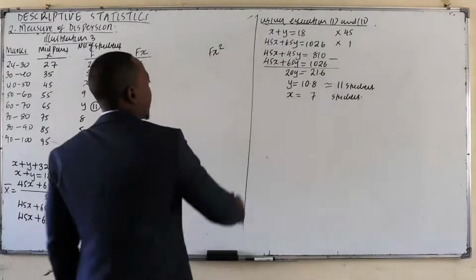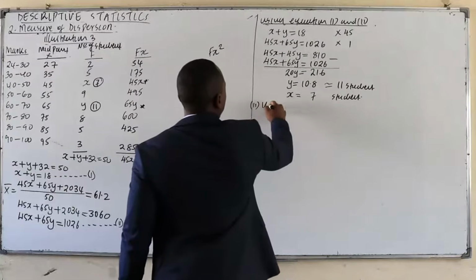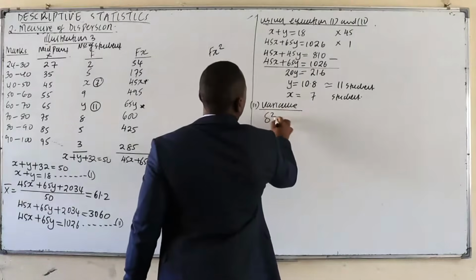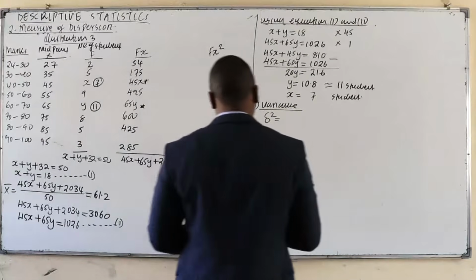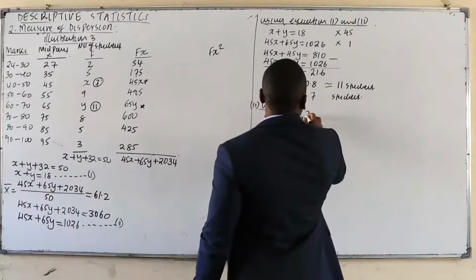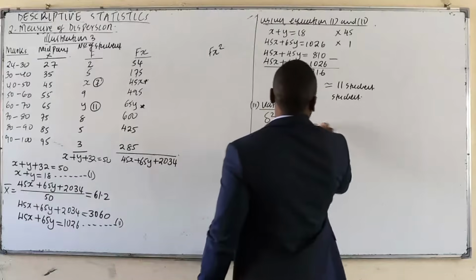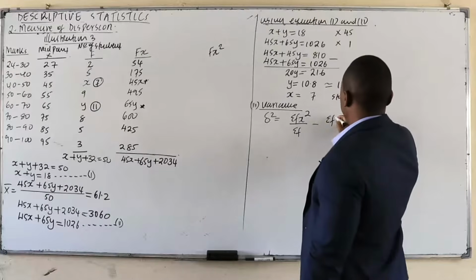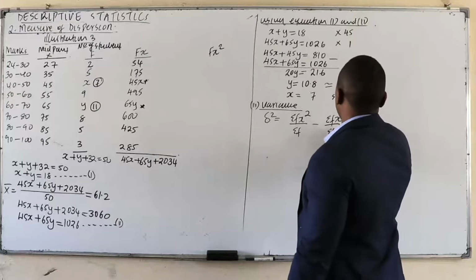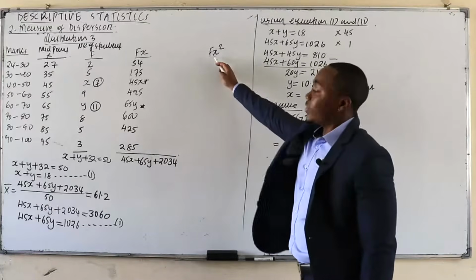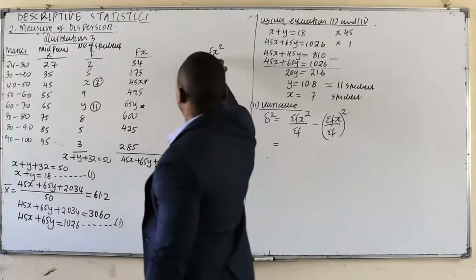How do we get the variance? So to get the variance, we take the summation of fx squared divided by the summation of f, minus the summation of fx over the summation of f, all of it squared. So we need the summation of fx squared. So let's compute that.